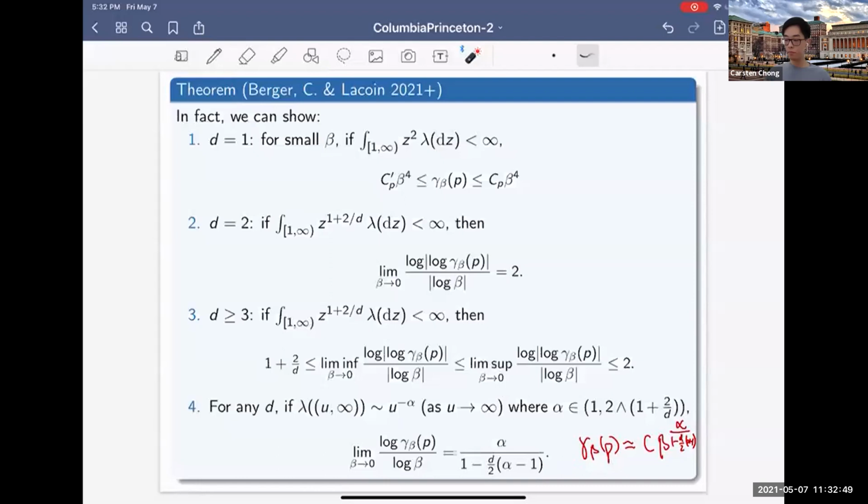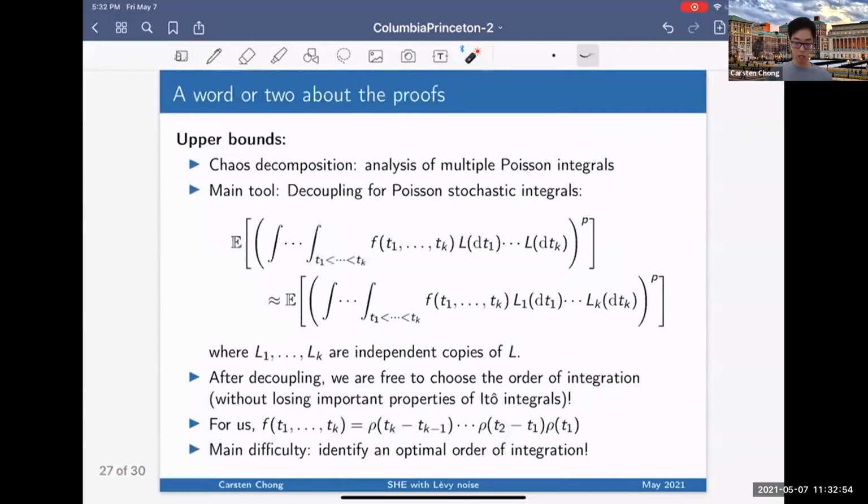All right, maybe I can spend 1 more minute on the proofs. For upper bounds and lower bounds, the strategies of the proofs are very different. For upper bounds, the main tool is a chaos decomposition. You write your solution as a series of multiple Poisson integrals, and then you have to estimate all these multiple Poisson integrals. The problem is that Poisson integrals are typically difficult to handle, so an important tool that we use is decoupling.